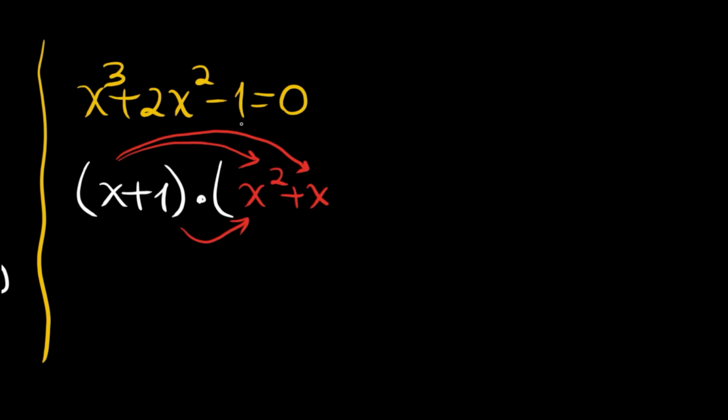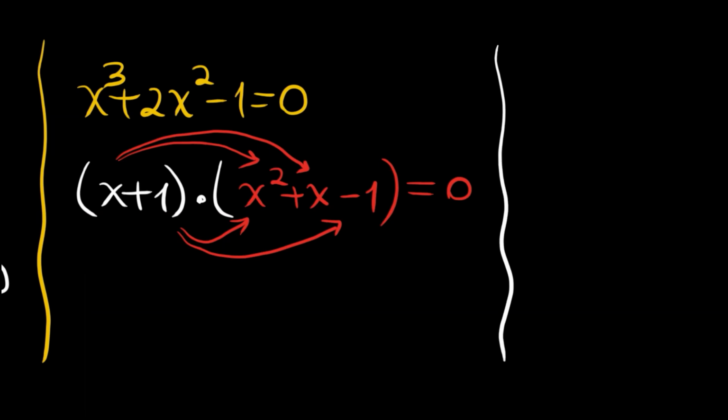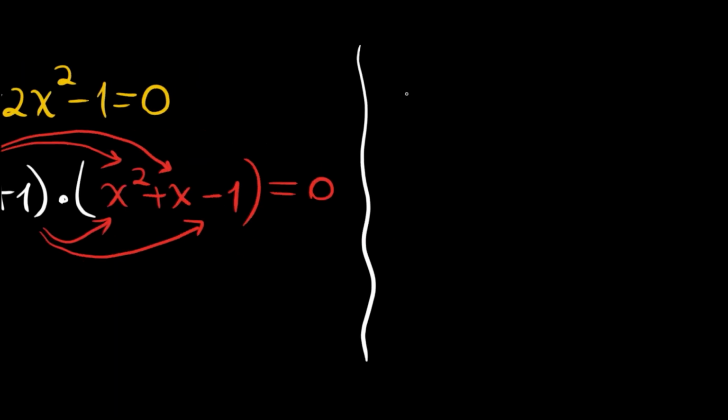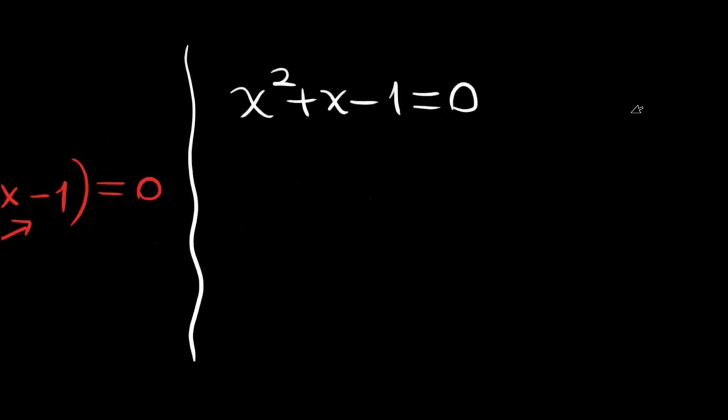And then for the constant term we need 1 times minus 1, and that satisfies also the x term. We have no x term. If you check, we will have no x term in this expression. Now we only have this quadratic, x squared plus x minus 1 is equal to 0, and we can use the quadratic formula.